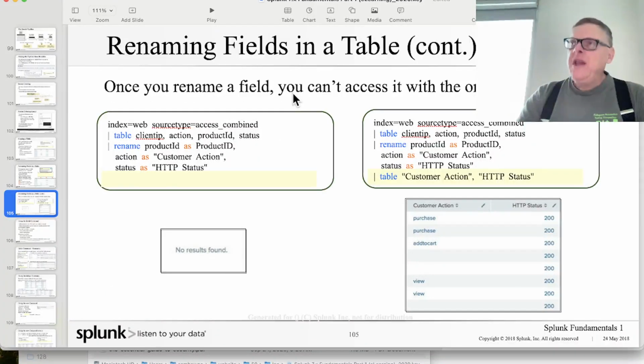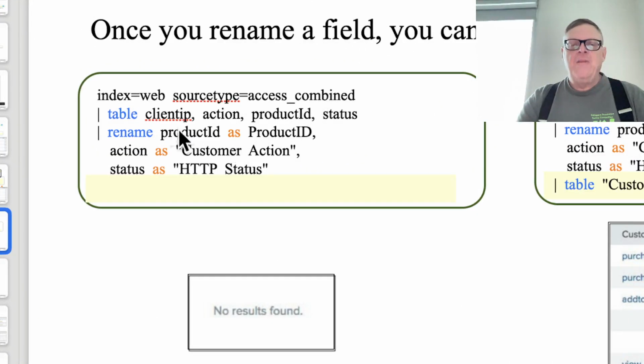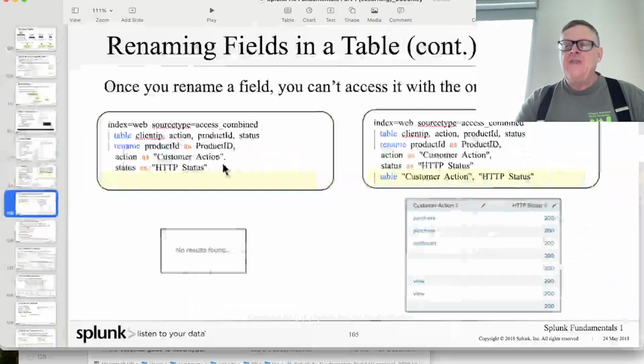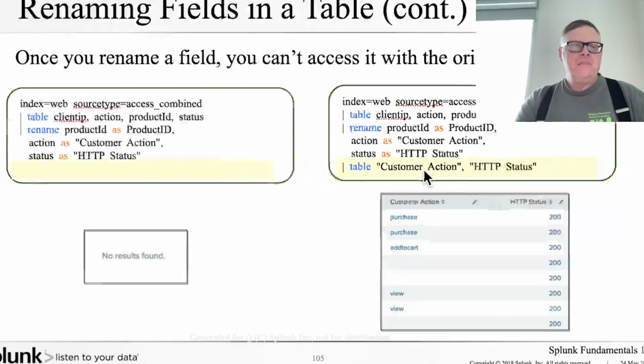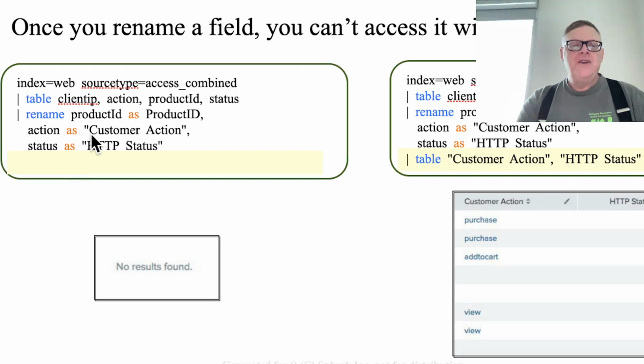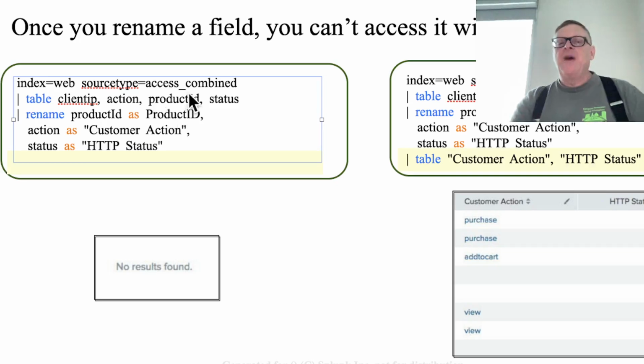Once you rename a field, though, it affects the database, so you can't access it with the original name. So here, I take index equal web, then I make a table with client IP, action, product ID, and status. Then I rename product ID as product ID with capital letters. And now I rename action as this and HTTP as that, which is fine. But now if I do all that, and then I try to make a table, here I'm going to get no results found because action status is HTTP status. I feel like something's missing here. But anyway, the point is after you rename it, you have to use the new name, not the old name. If you have something referred to the old name of product ID, it wouldn't be there anymore.